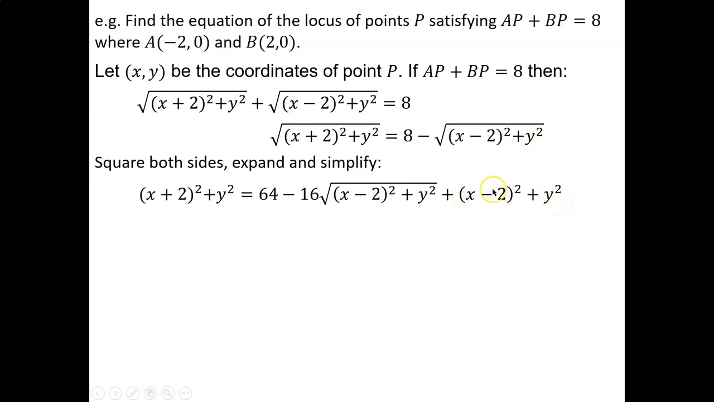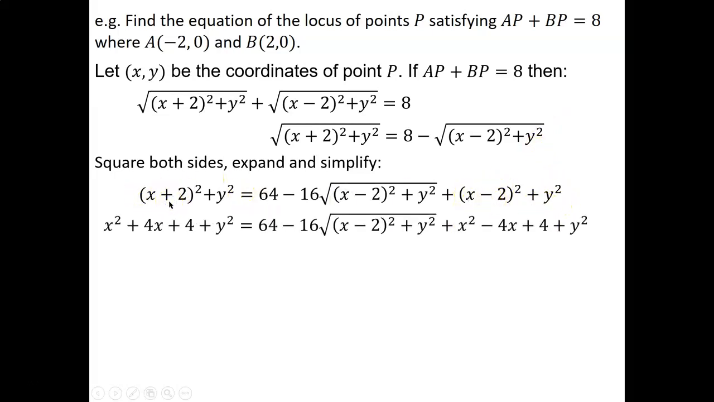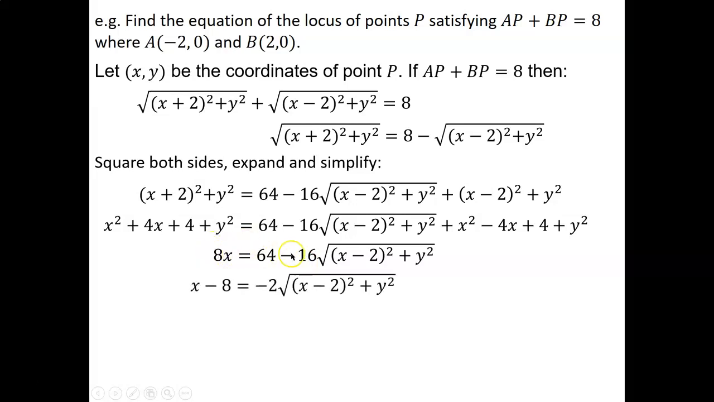Then I'm going to expand these brackets. And then I can simplify. I can subtract 4 from both sides. I can subtract y squared from both sides. I can subtract x squared from both sides. I can add this 4x to both sides. And so I get this. Now, it's a really good trick to stop at this point and have a look if there is a common factor that you can divide by, which will make your calculations much easier. Here I have a common factor of 8. So I can divide everything by 8, then I can subtract this, which is now an 8, from both sides.